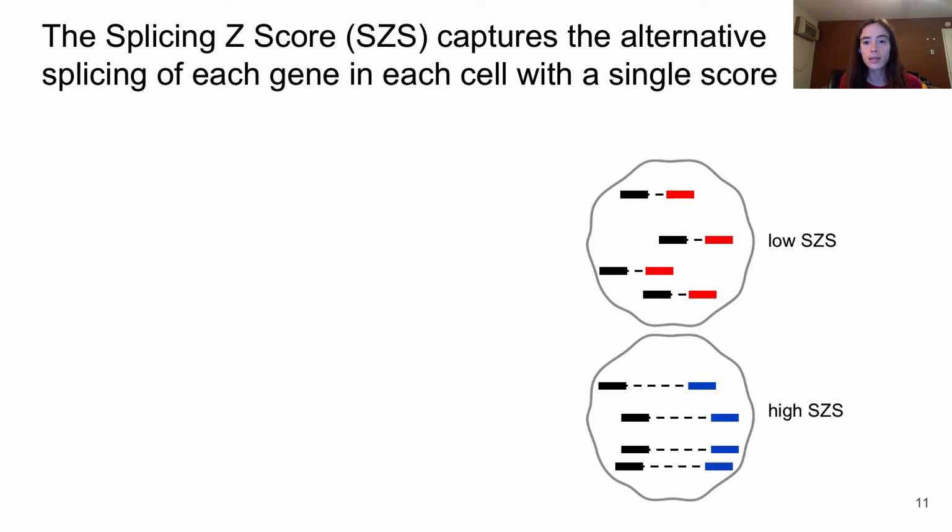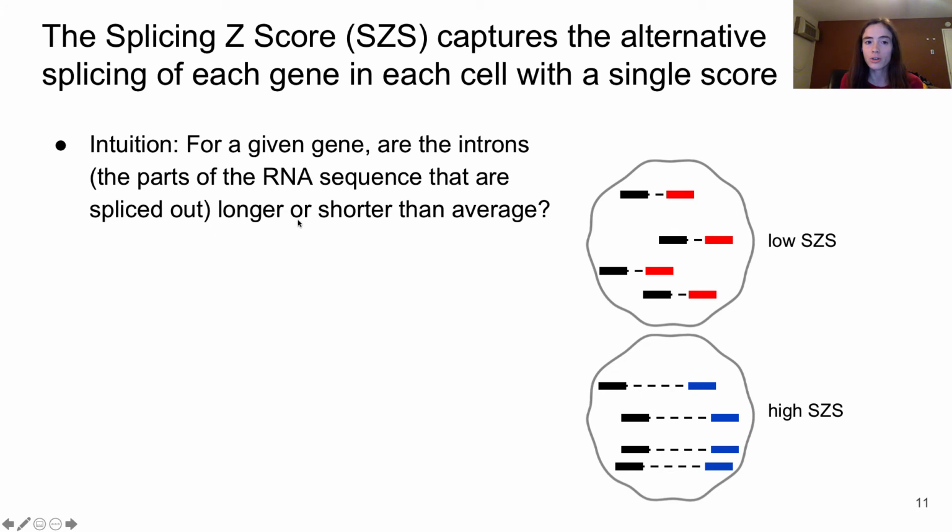The approach we've chosen to take to answer this question is called the Splicing Z Score, which captures the alternative splicing of each gene in each cell with a single score. The basic intuition of the SZS is that for a given gene, we want to find whether the introns, which are the parts of the RNA sequence that are spliced out, are longer or shorter than average. So for example, for this cell, this gene would get a low SZS value because the introns are short, whereas this cell would get a high SZS value because the introns are long.